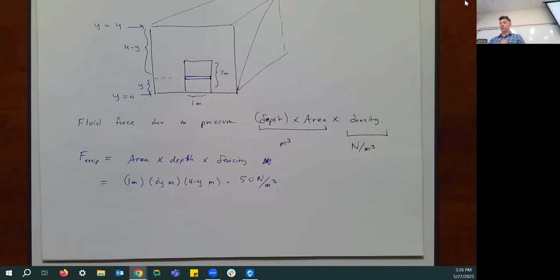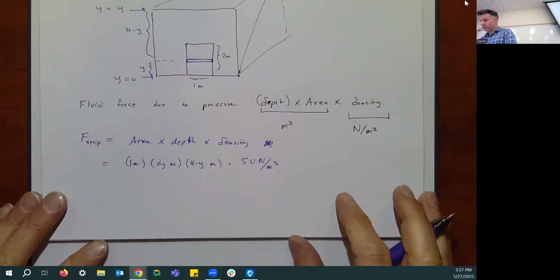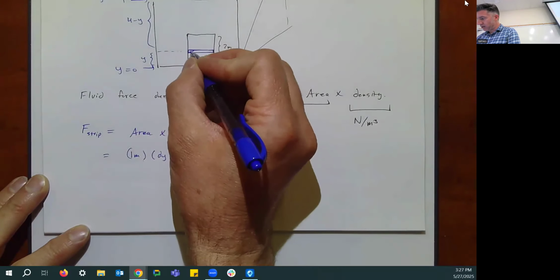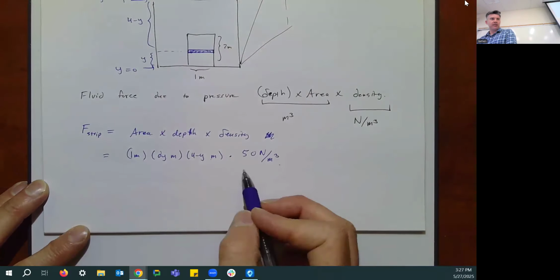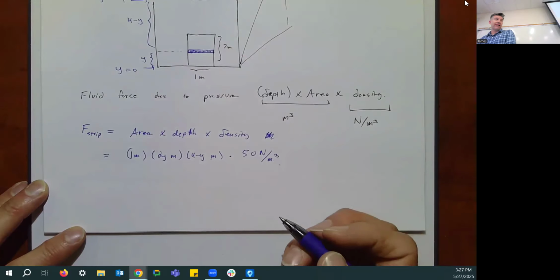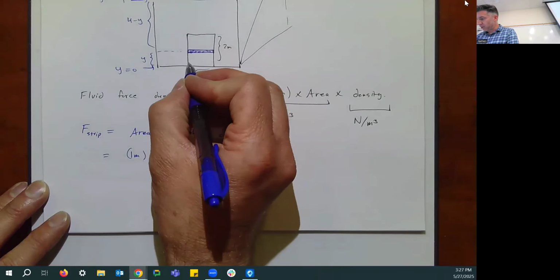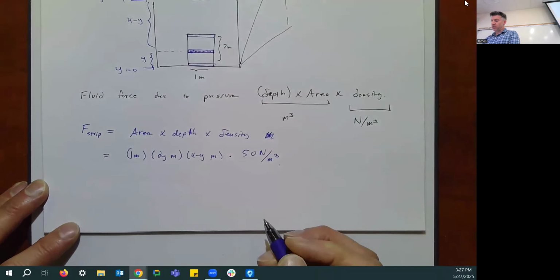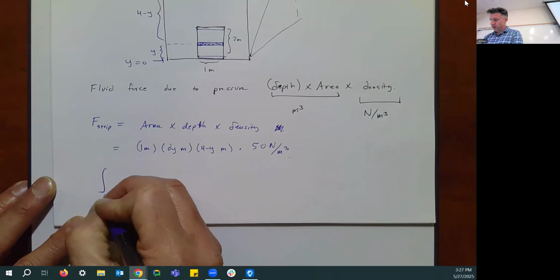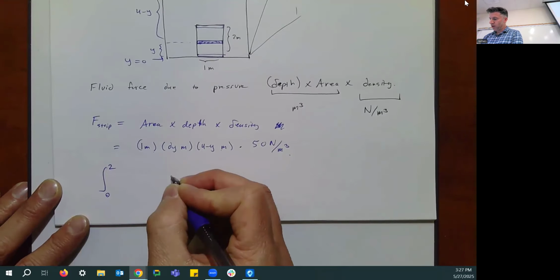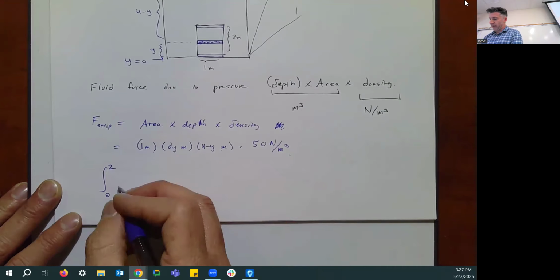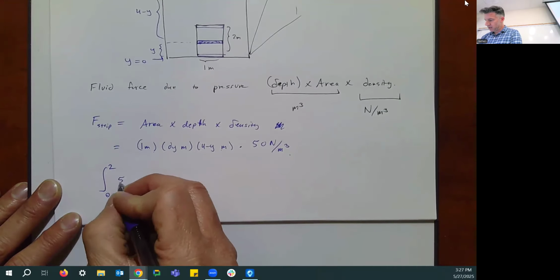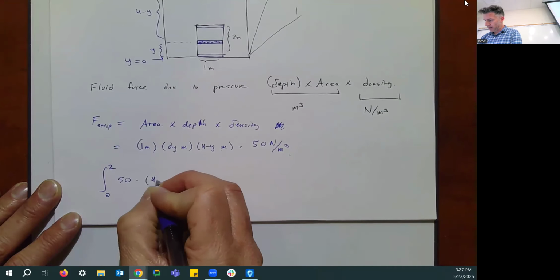The 2 we're going to use to help us find the total fluid force by adding up all the fluid forces. So this one strip right here has that much force acting on it. And then to find the total force, we're going to add up all the forces from as low as strips down there to as high as strips up here. So we should have the integral from 0 to 2 of this amount here, which I'm going to rewrite as 50 times 4 minus y dy.